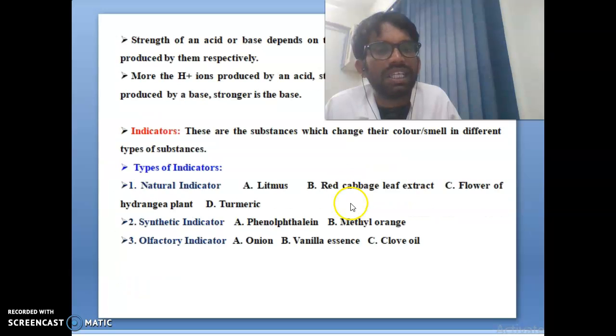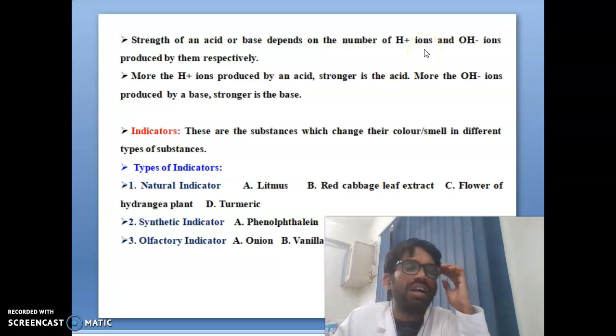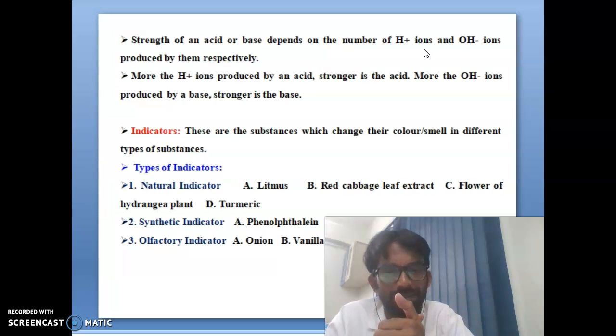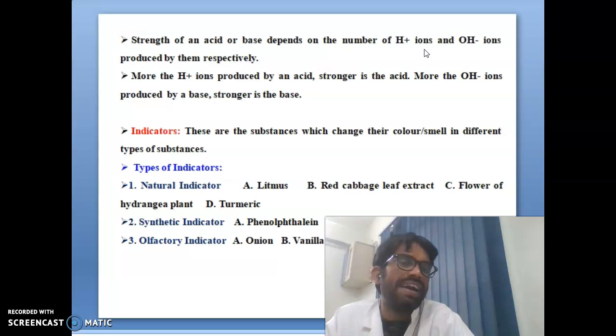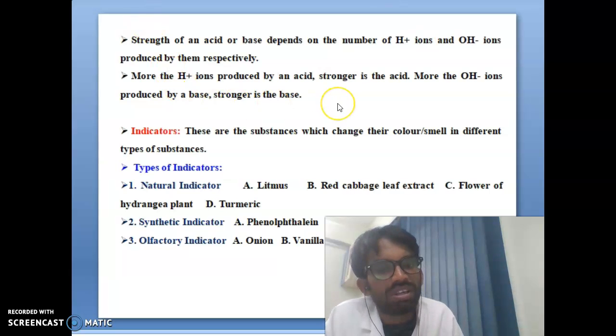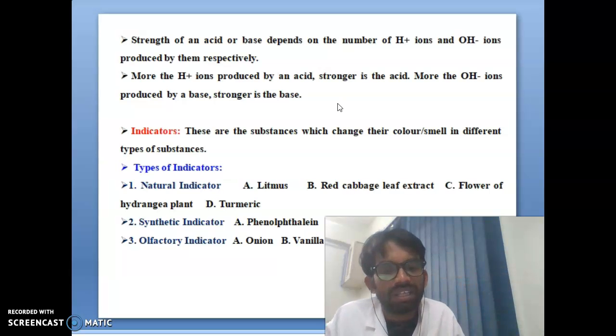Then you can see we talk about the strength of an acid or base, depending on the number of hydrogen ions or the number of OH ions produced by them respectively. More hydrogen ions are produced by acids, and that is called a strong acid. More OH ions are produced by a base, that is called a strong base. That is the main differentiation between a strong acid and a weak acid, or a strong base.